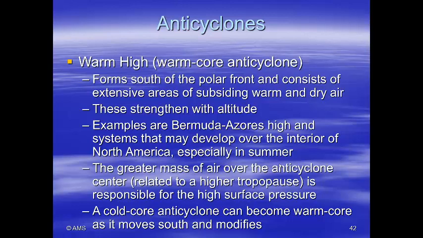The greater mass of air over the anticyclone center, related to a higher tropopause, is responsible for the high pressure system. And a cold core anticyclone can become a warm core as it moves southward and modifies.